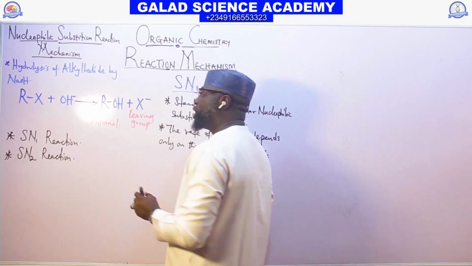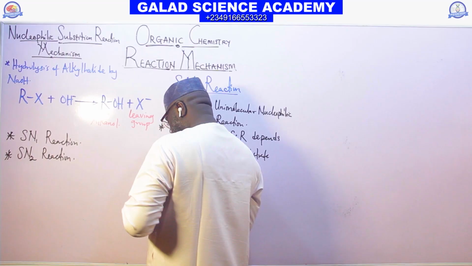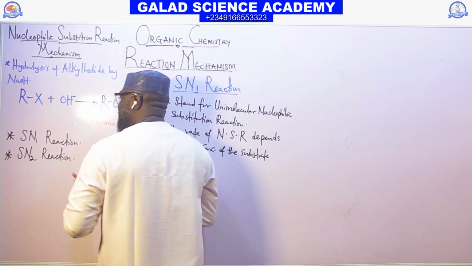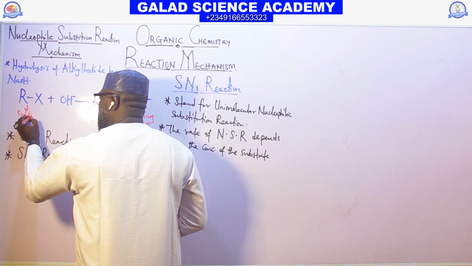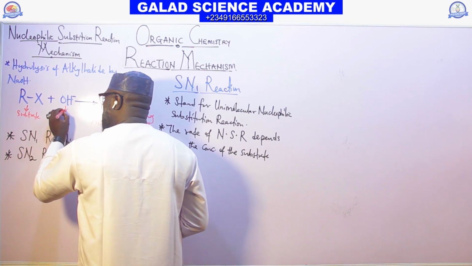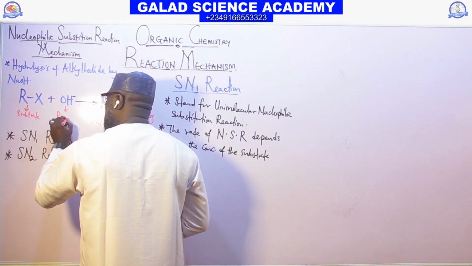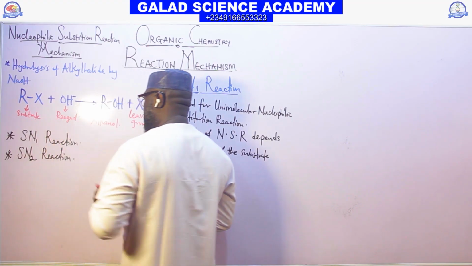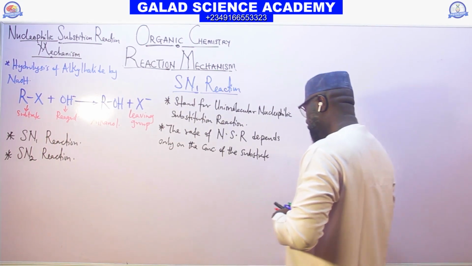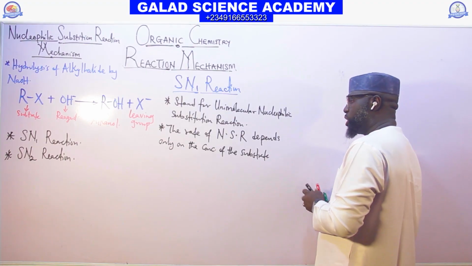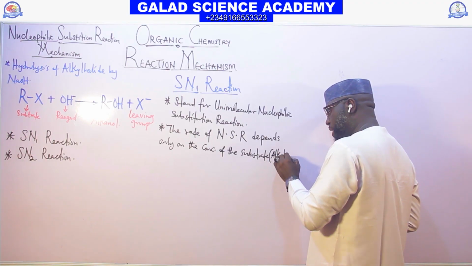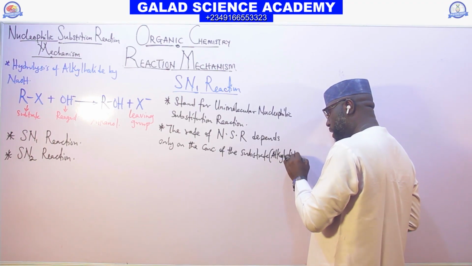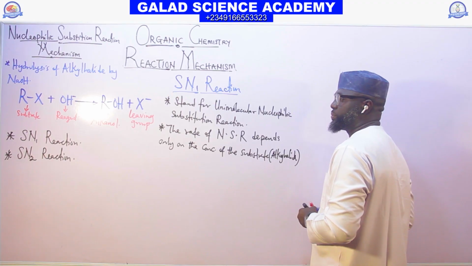What is the substrate here? Don't forget. Here, this alkyl halide is the substrate. This OH here is the reagent. Correction: the concentration of the substrate. What is the substrate? The alkyl halide.